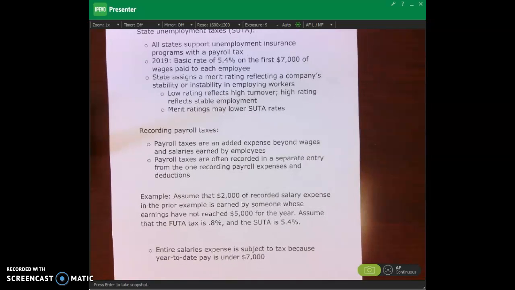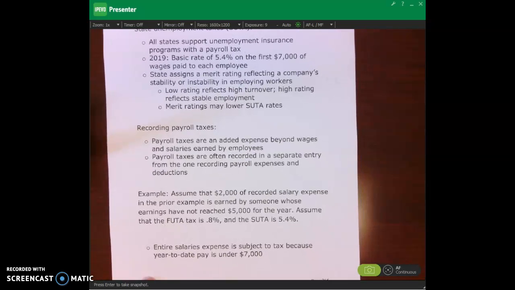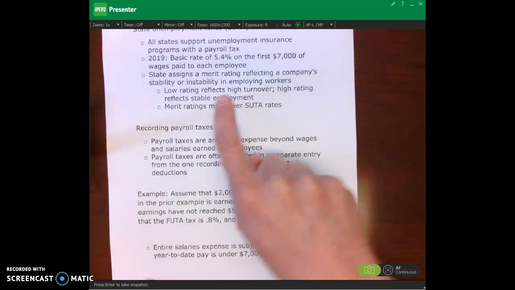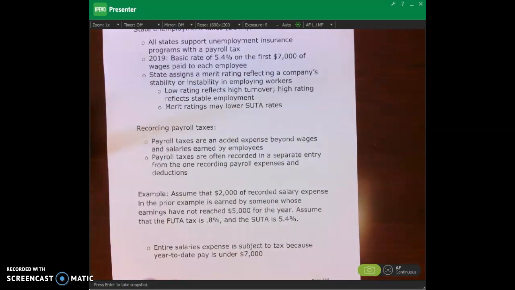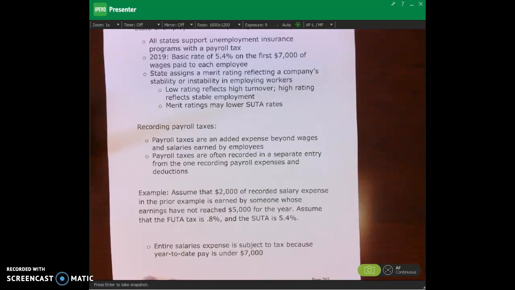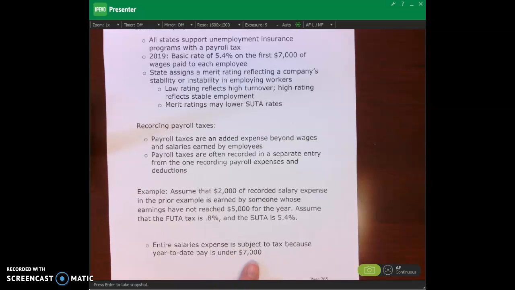So let's look at our example. Assume that $2,000 of salary expense is earned by someone who has not reached that $5,000 for the year. Okay, so they haven't reached the $7,000 cap on state unemployment taxes and federal unemployment taxes. And let's assume that the federal unemployment tax is 0.8. So remember how I was saying they get a credit for state unemployment? So it's 0.8%. And then state unemployment is 5.4% of the entire salaries expense because we're below that cap.